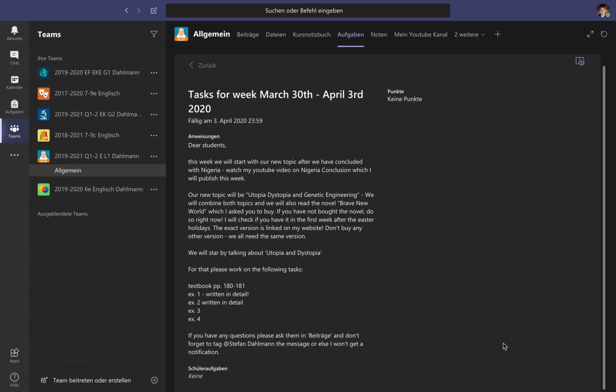We're starting with a new topic. After we've finished with Nigeria, we're going to start with the topic Utopia Dystopia. And you had the job of working on pages 180 to 181, exercises 1, 2, 3, 4, 1 and 2 written in detail. So let's have a look.